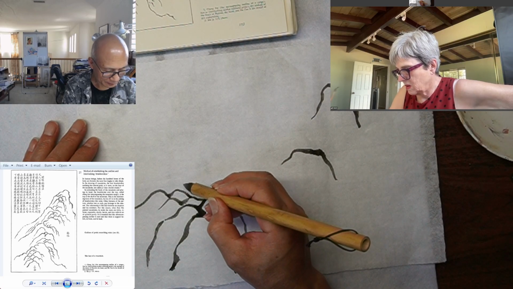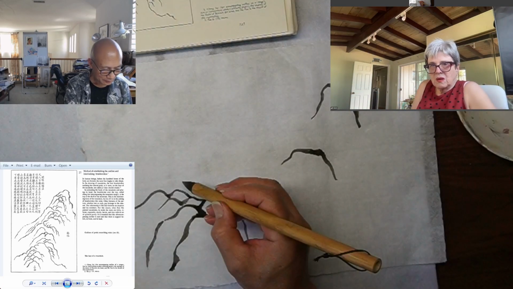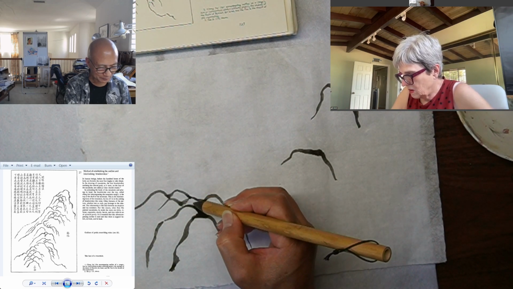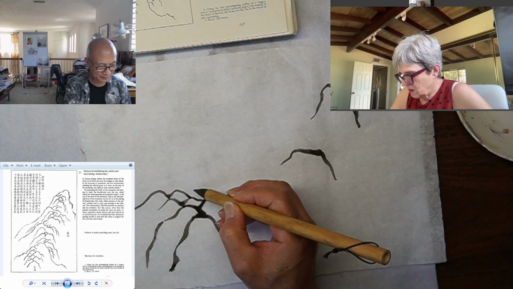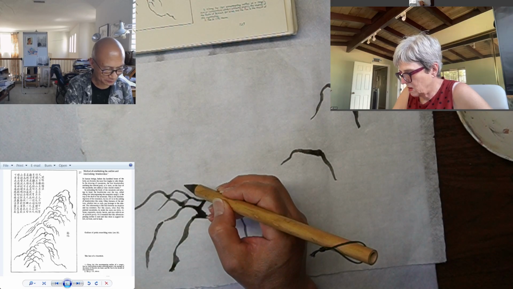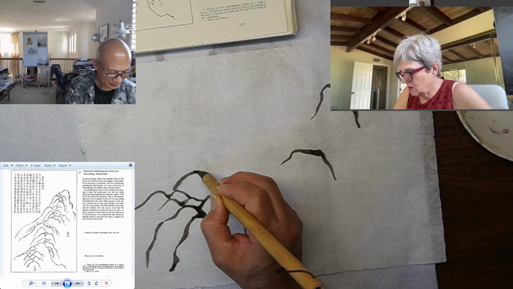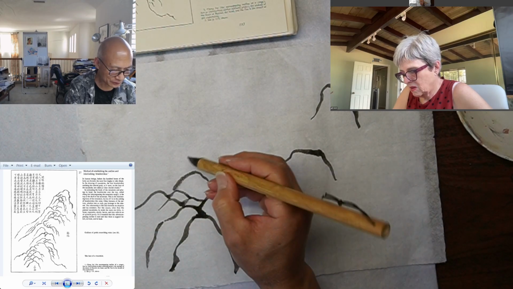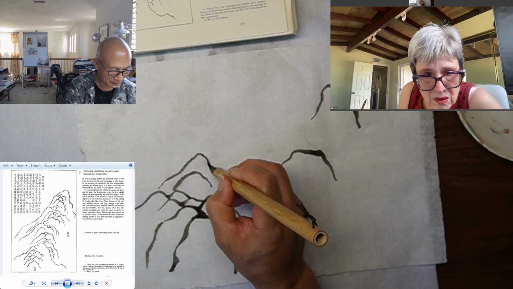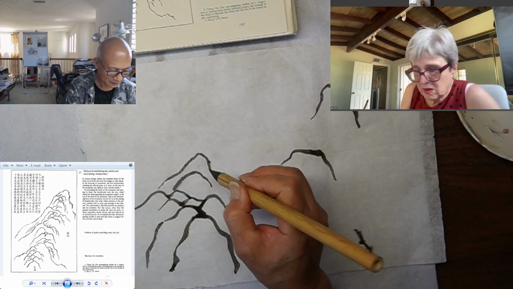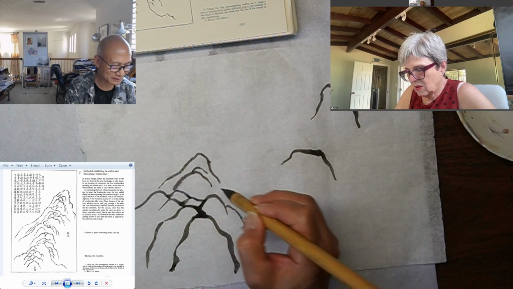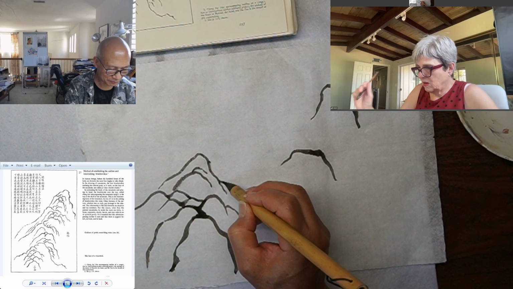Okay, and this, the movement along this line, those three crossing strokes, they form the ridge of the mountain, like that. So this is the key to compose a landscape.